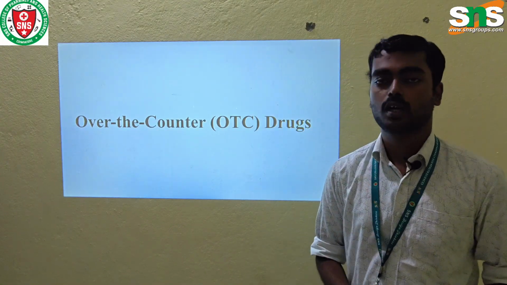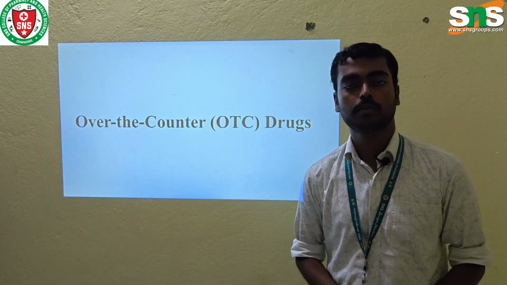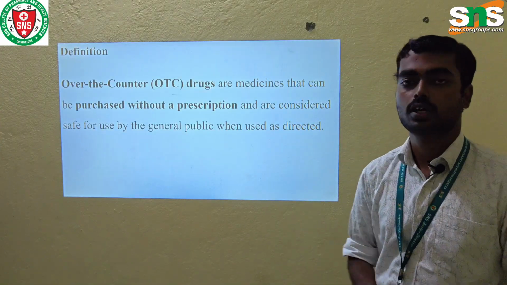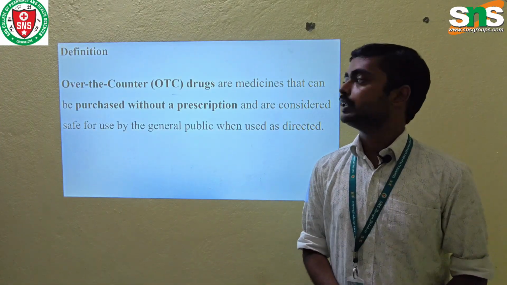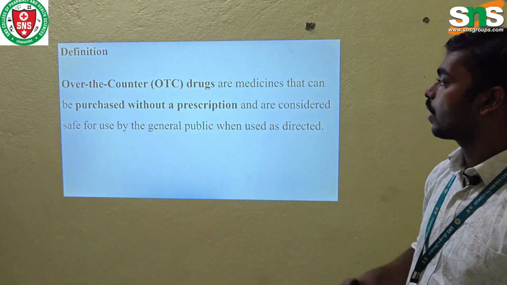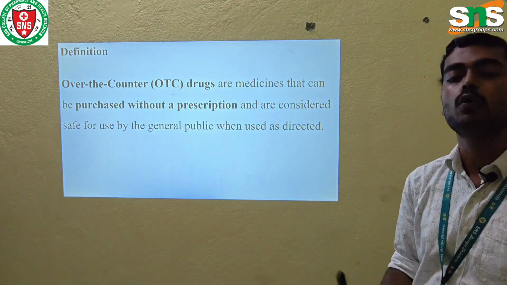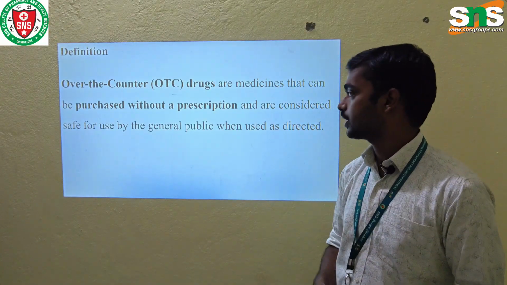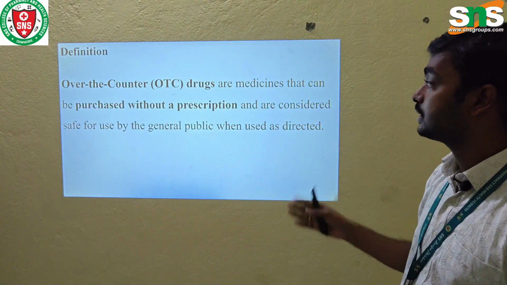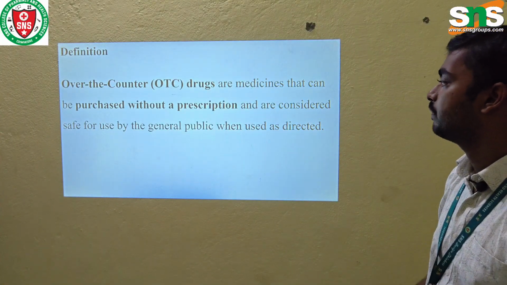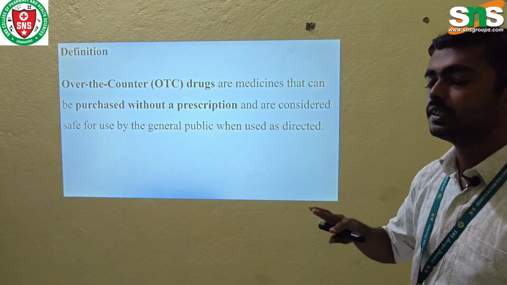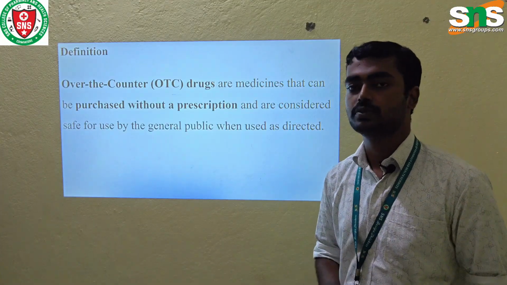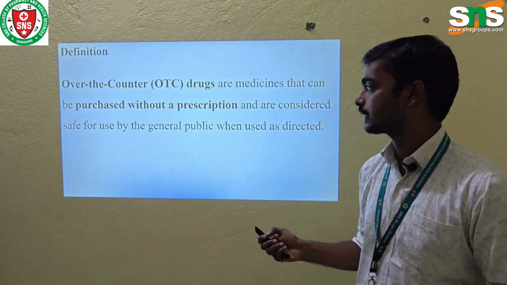Going to discuss the topic about OTC drugs. OTC is nothing but over-the-counter drugs. First we are going to see the definition of OTC. OTC is a drug or medicine that can be purchased without prescription, and they are considered safe to use by the general public when used as directed. So drugs bought without a prescription are known as OTC drugs.